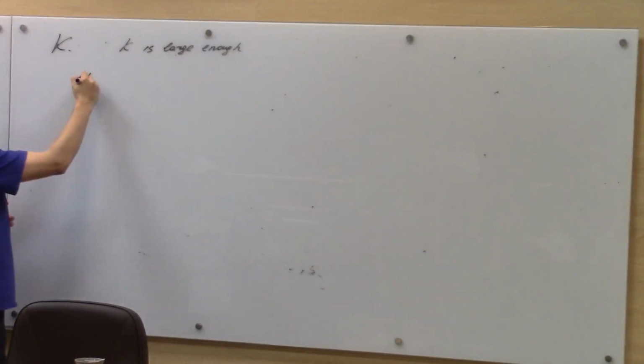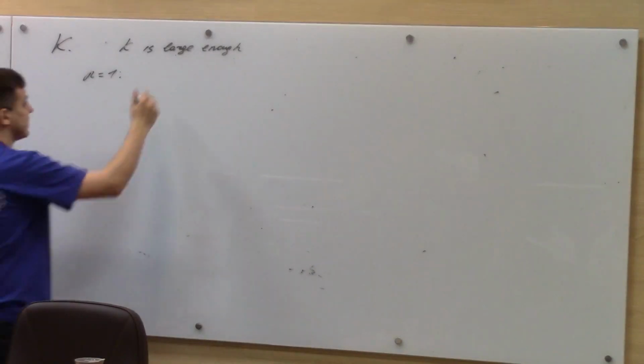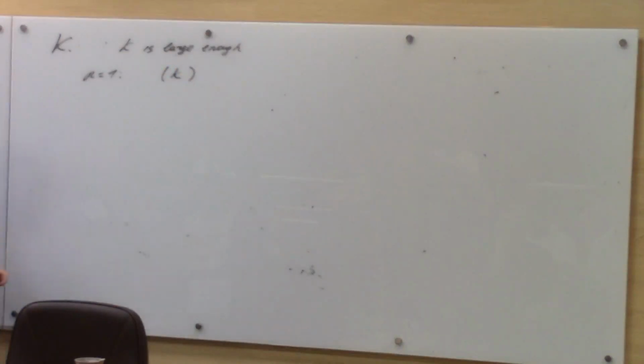So what if n is equal to 1? What is the result? What's the minimum number and the maximum number? Well, the minimum number and the maximum number is, of course, k, right? So just k. Since there is only one person, he takes all the oranges himself.